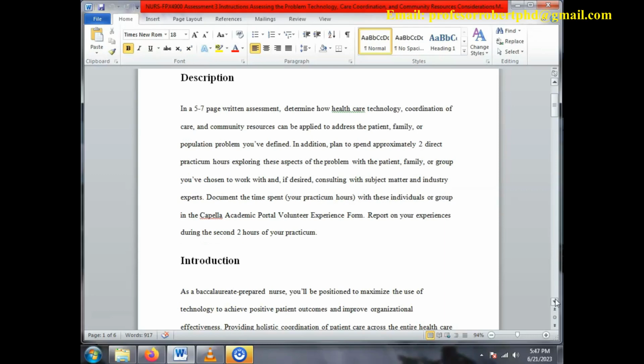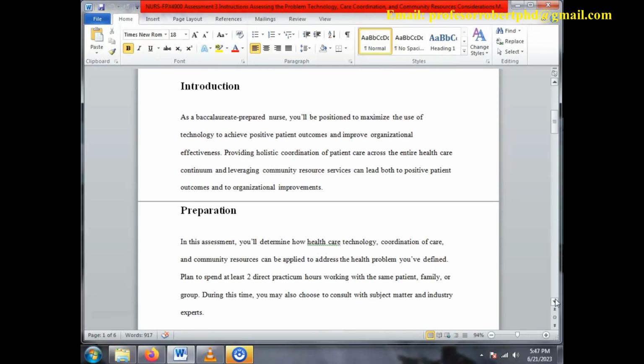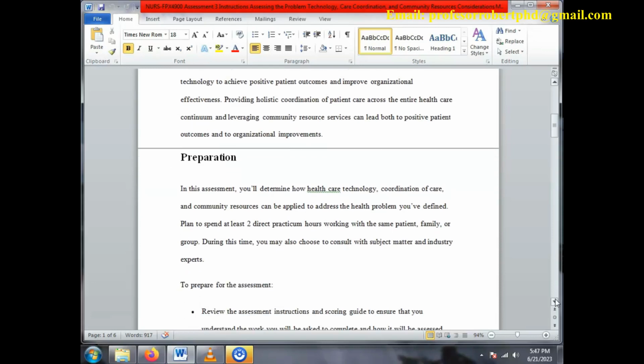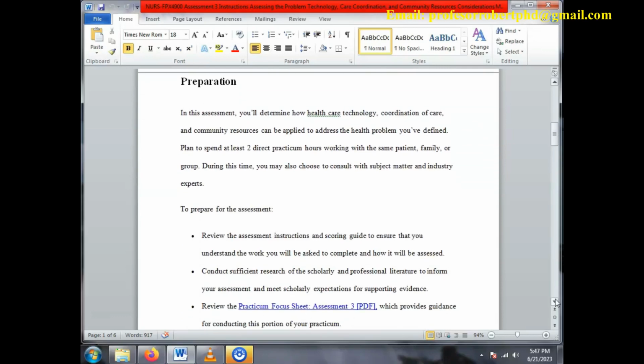Introduction. As a baccalaureate-prepared nurse, you'll be positioned to maximize the use of technology to achieve positive patient outcomes and improve organizational effectiveness. Providing holistic coordination of patient care across the entire healthcare continuum and leveraging community resource services can lead both to positive patient outcomes and to organizational improvements. Preparation. In this assessment, you'll determine how healthcare technology, coordination of care, and community resources can be applied to address the health problem you've defined.